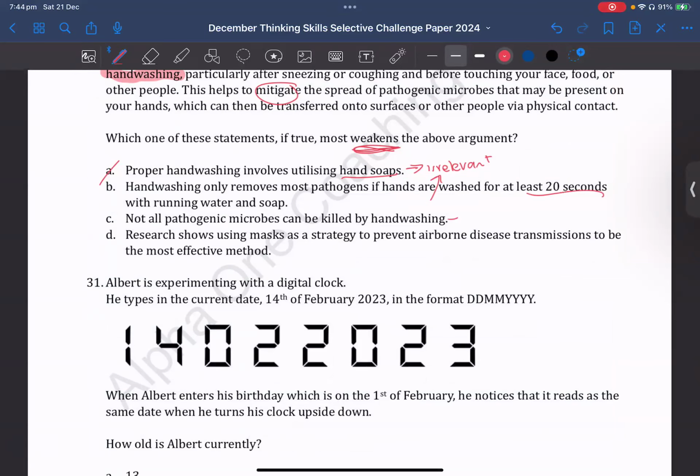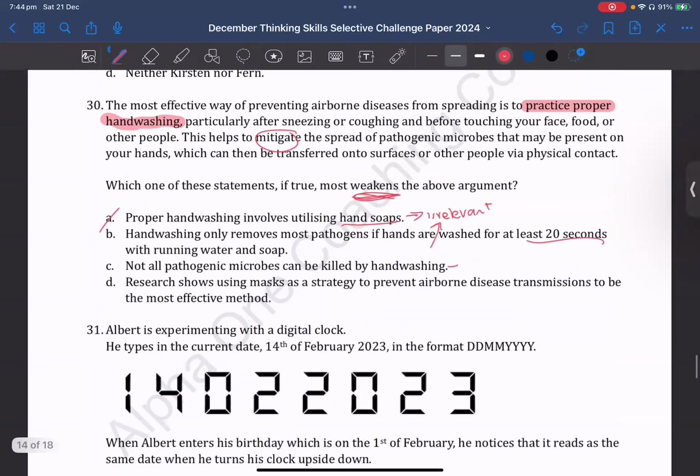Not all pathogenic microbes can be killed by hand washing. Yes, it weakens, but once again, it says not all. So, some still can be killed, right? And whilst it does weaken the argument, it doesn't weaken it to a great extent. D is actually the best answer because it says research shows that masks is the most effective method. And masks is a completely different thing to hand washing. Including this line basically means that it doesn't matter if we hand wash or not, we should just use masks. And that is why D makes the most sense.